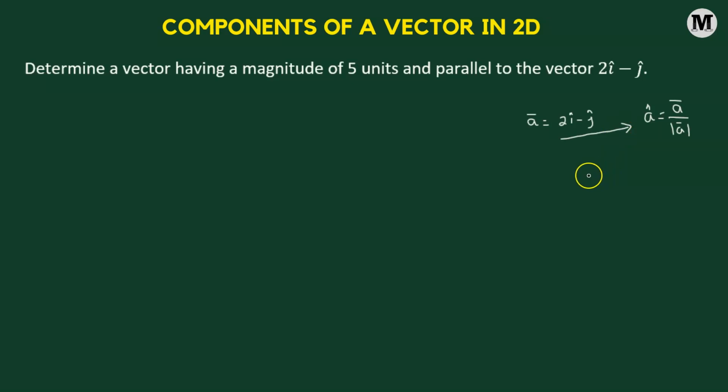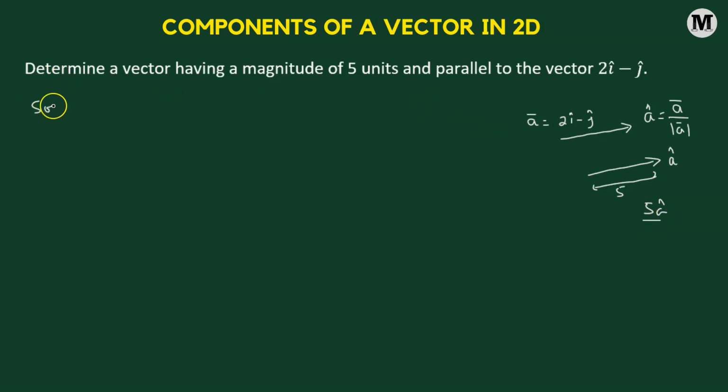Now we will consider another vector which runs parallel to the vector A and also is going to be in the same direction. In other words, its unit vector is also going to be A cap, but its magnitude is going to be 5 units. So to define that vector, all we have to do is take that value 5 and multiply it with the unit vector A cap, and this is going to give us the required vector.